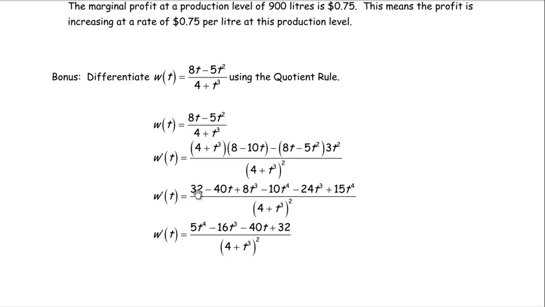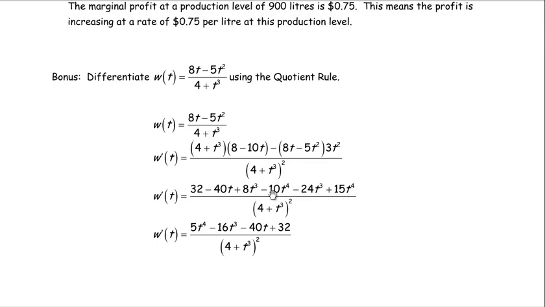So 4 times 8 is 32. 4 times negative 10t is minus 40t. T cubed times 8 would be 8t cubed. And then minus 10t to the fourth here. And then I'm going to multiply the 3t squared in here. Remember that minus sign means I'm multiplying really negative 3t squared in. So negative 3t squared times 8t would be minus 24t cubed. And negative 3t squared times negative 5t squared would be plus, because there's two negatives there, 15t to the fourth.